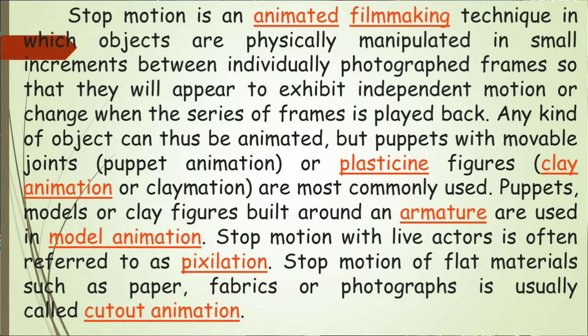Puppets, models, or clay figures built around an armature are used in model animation. Stop motion with live actors is often referred to as pixelation. Stop motion of flat materials such as papers, fabrics, or photographs is usually called cut animation.